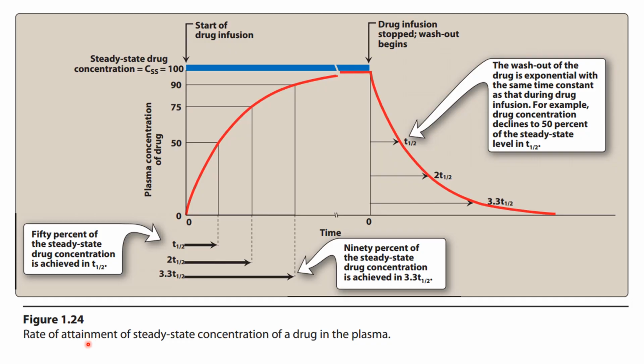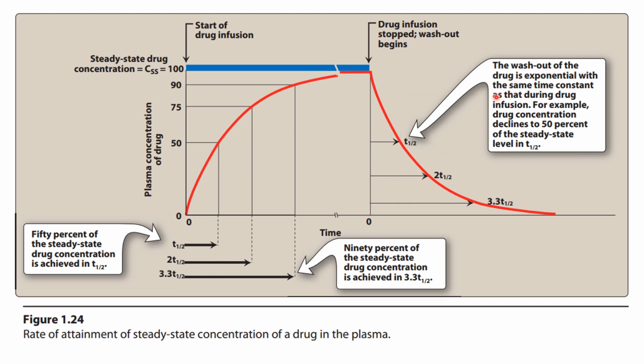Figure 1.24, rate of attainment of steady state concentration of a drug in the plasma. It has a plasma concentration of drug versus time graph. And here, the start of drug infusion, drug infusion stopped, washout begins. This is the steady state drug concentration, CSS. 50% of the steady state drug concentration is achieved in one half-life. This is 50%, and 90% of the steady state drug concentration is achieved in 3.3 half-lives. This is 90%.